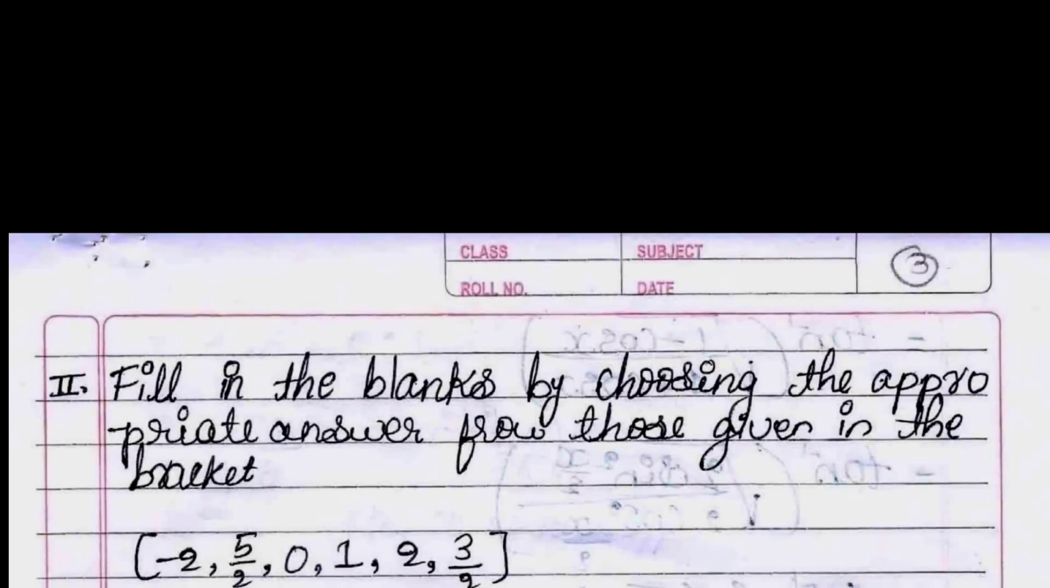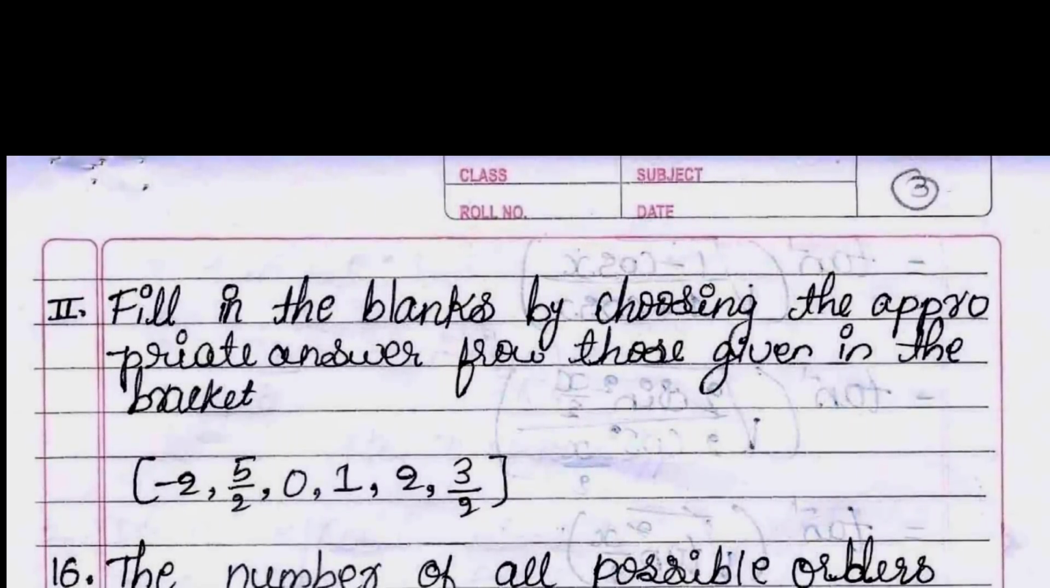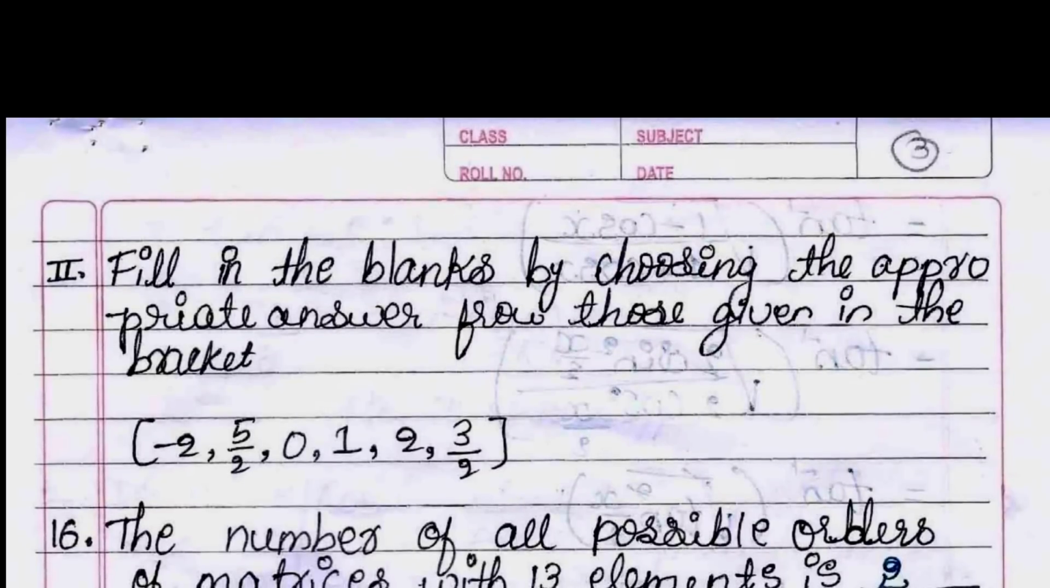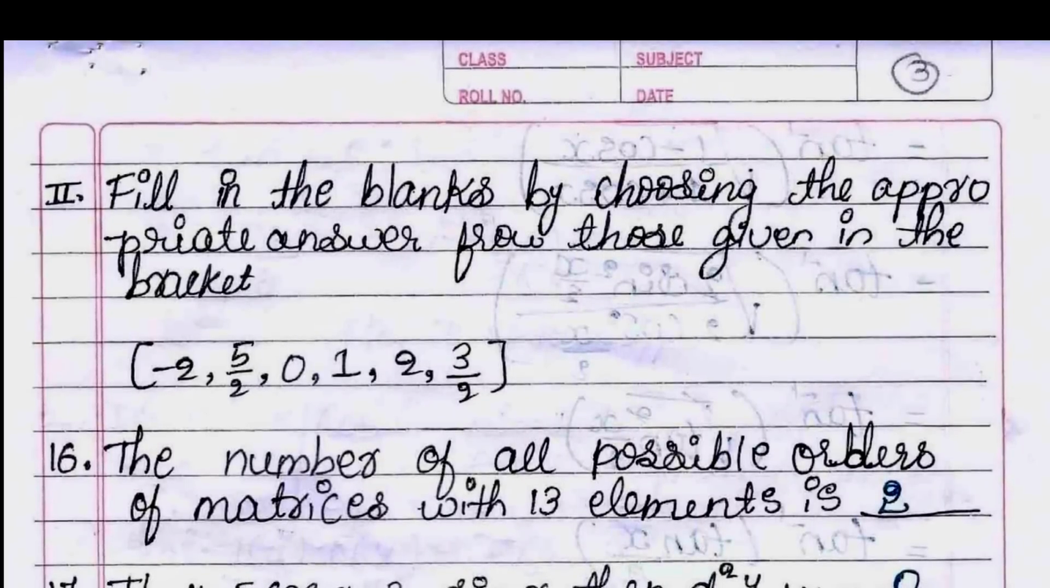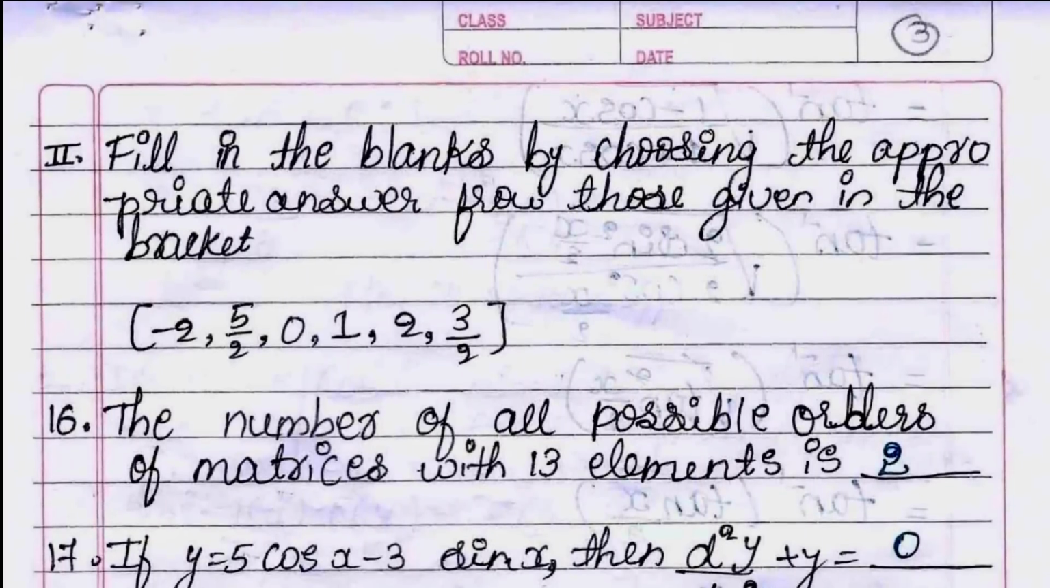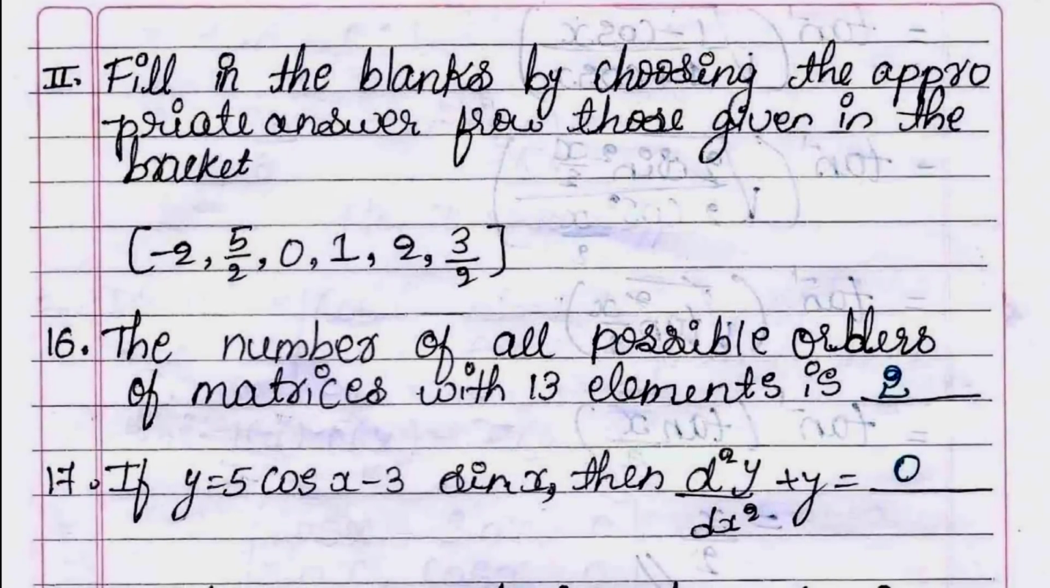Second part. Fill in the blanks by choosing the appropriate answer from those given in the brackets: -2, 5/2, 0, 1, 2, 3/2. 16th, the number of all possible orders of matrices with 13 elements is dash, and the answer is 2.